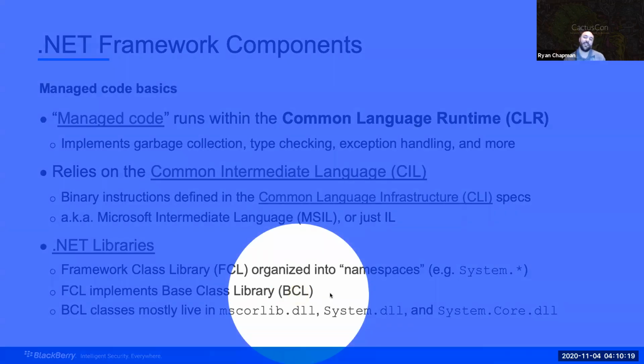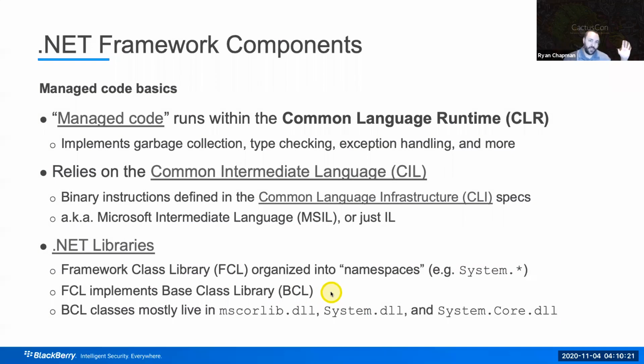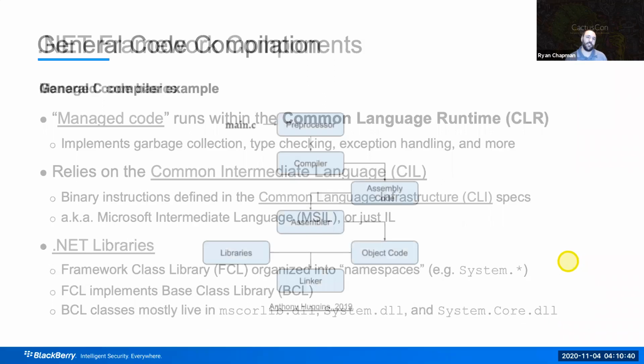And what that is, all the standard Windows API native commands that you're familiar with and that you've come to love, are implemented in .NET namespaces, and they typically live in one of these three DLLs, or DLLs very similar to them, I should say: mscorlib, System, and System.Core. All right, enough of that. Let's get to the fun stuff.